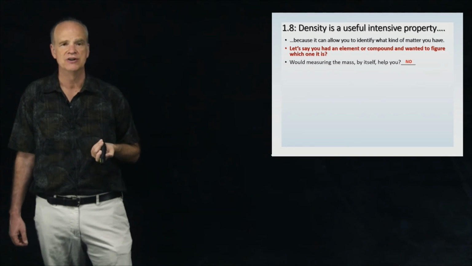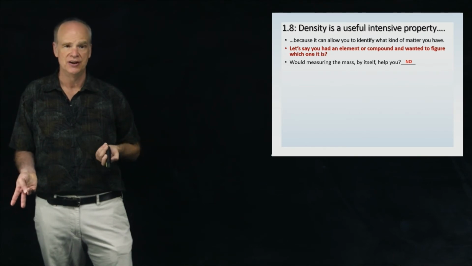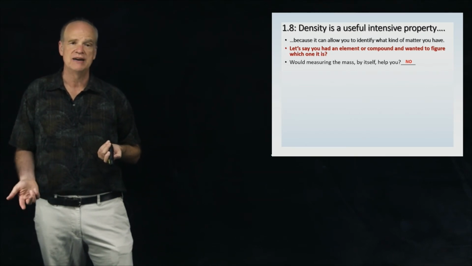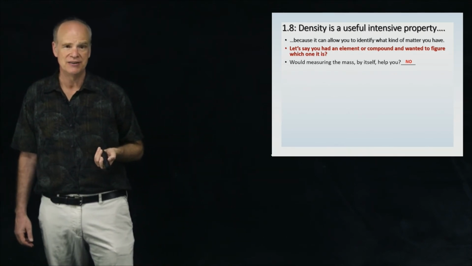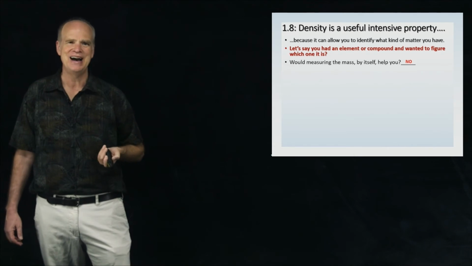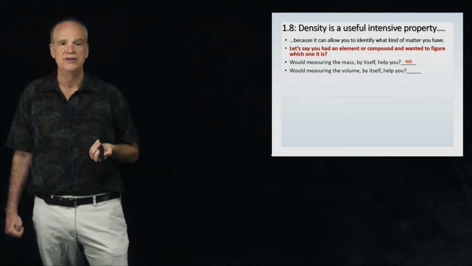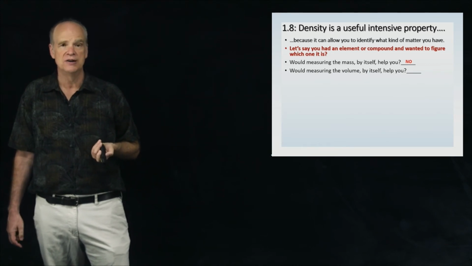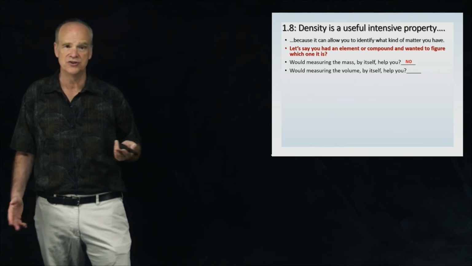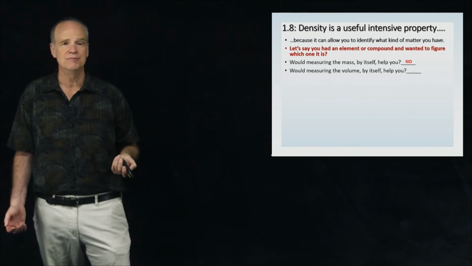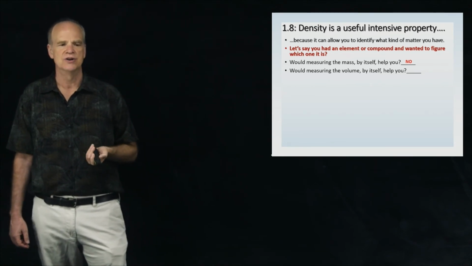And the answer is no. The reason is, if you were to measure the mass of this matter and it was found to be 0.5 kilograms, well, you know that all other kinds of matter can also have that value. So the value of the mass does not really help you in identifying it. Would the value of the volume of the matter help you in identifying the matter? And the answer is no. You can measure the volume, let's say it's 1 liter, but again, you know that all different kinds of matter can have that same value of volume.